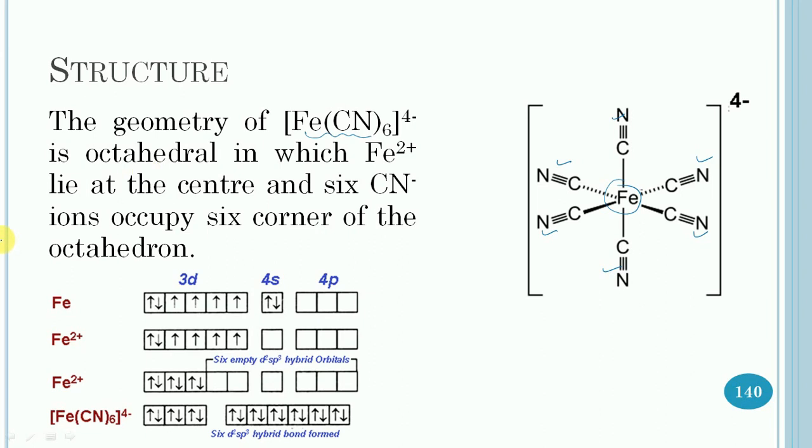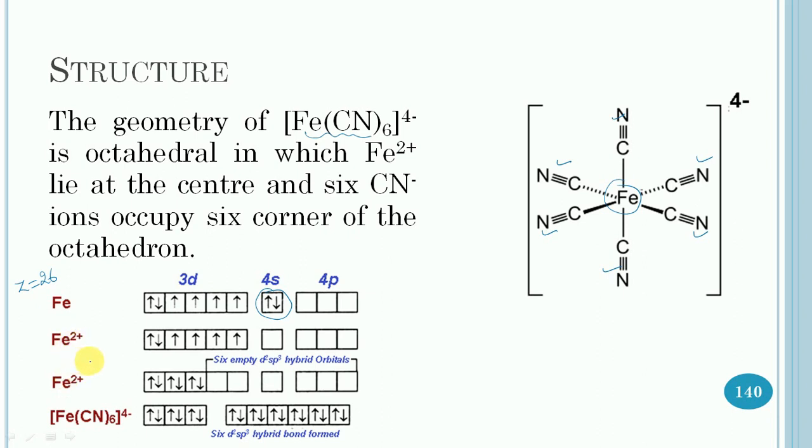So this one is the electronic configuration of iron. The atomic number of iron is 26. In ground state it has 6 electrons in 3d orbital and 2 electrons in 4s orbital. For iron 2 positive, it loses these 2 electrons from 4s orbital. So this one is the electronic configuration for iron 2 positive in ground state.